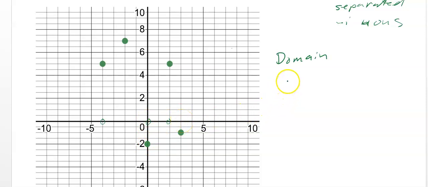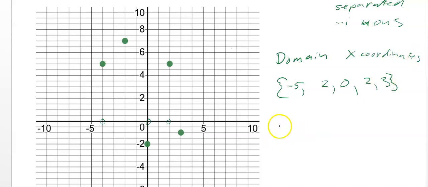So the domain is a set. We put sets in braces, and we list each x coordinate that would appear if I listed all the points in this graph. -5, -2, 0, 2, and 3. So these are the x coordinates of the points. It might be easier for you to label all the points and then write down the list of x's, or make a list of the points and just write down all the x's as we did in previous lessons.